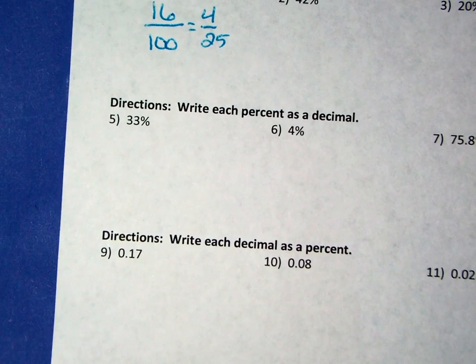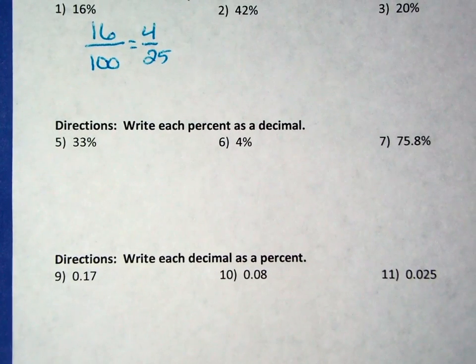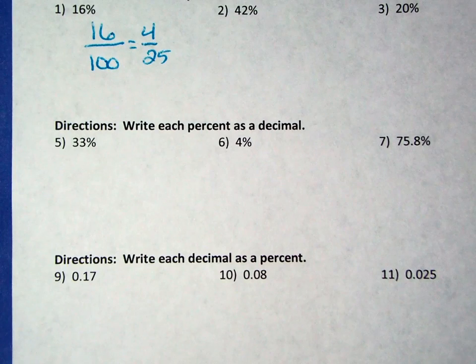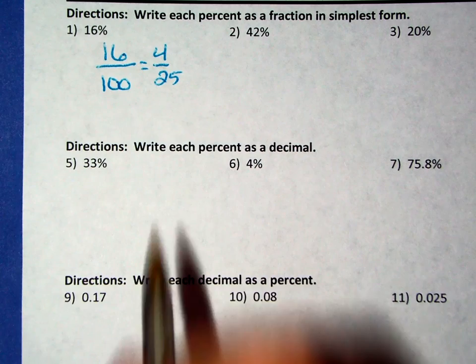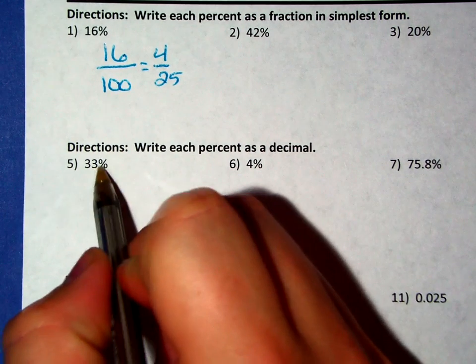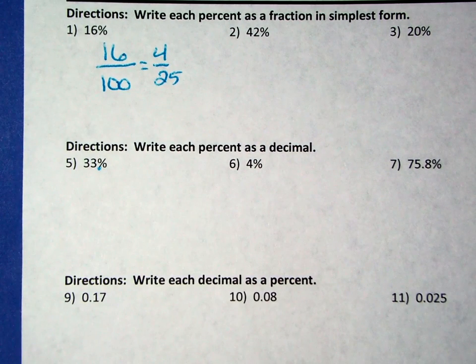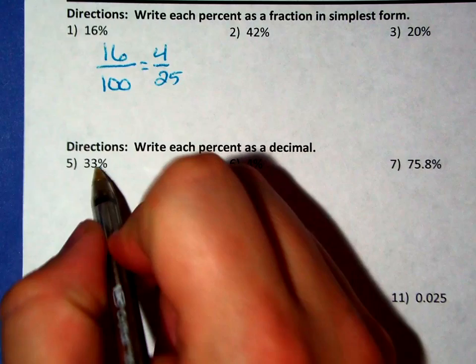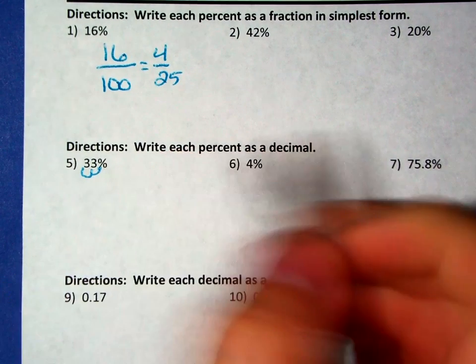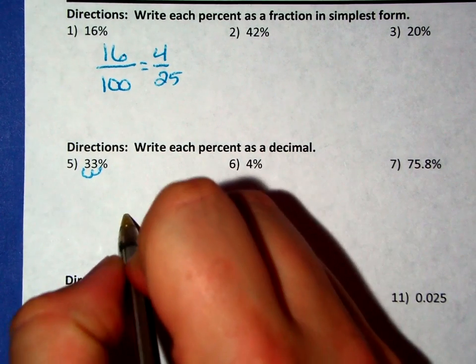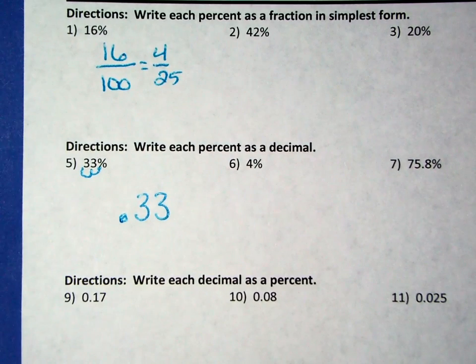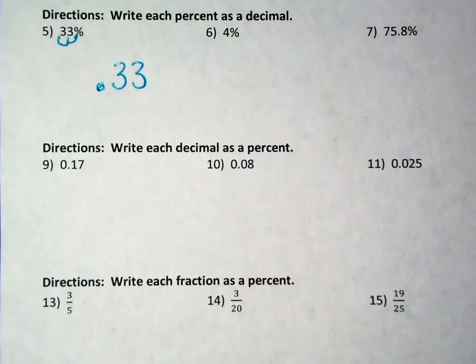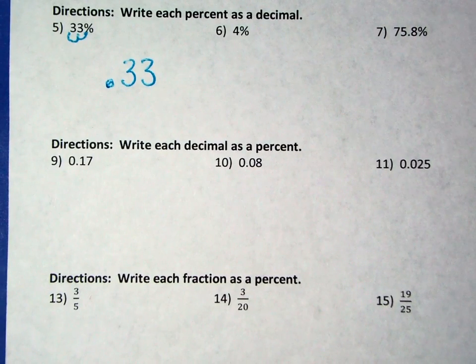The second set of directions says to write each percent as a decimal. And in order to write a percent as a decimal, you simply take the decimal, which is currently at the end of the integer, and move it 2 units to the left. 1, 2. And so our new decimal number is 0.33 for 33%.